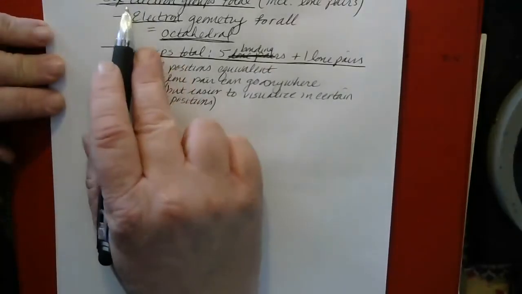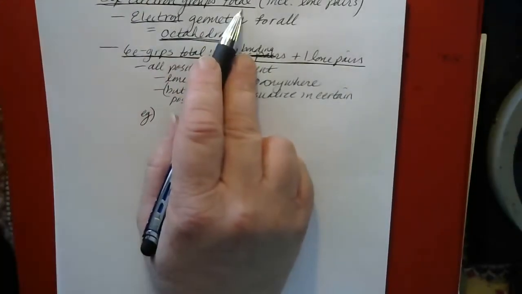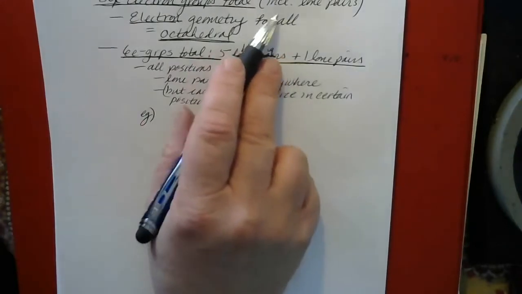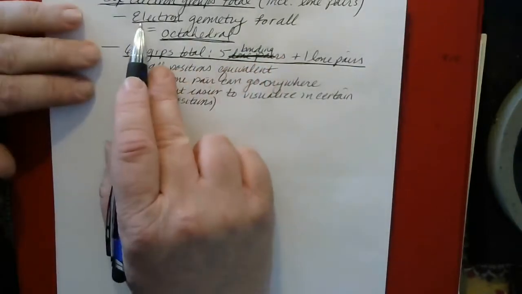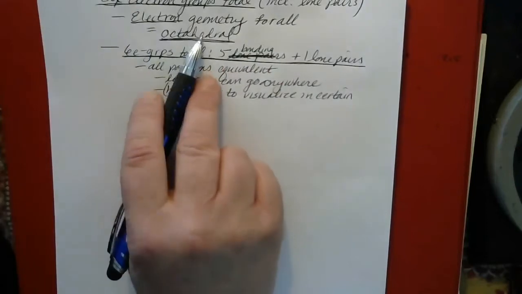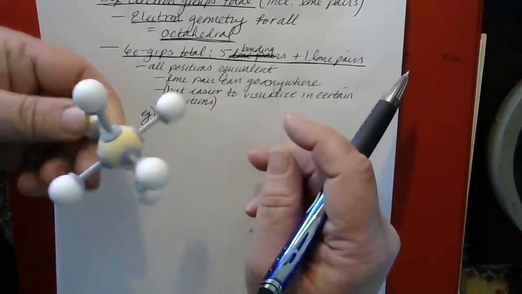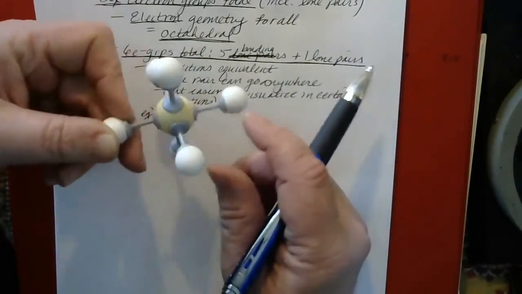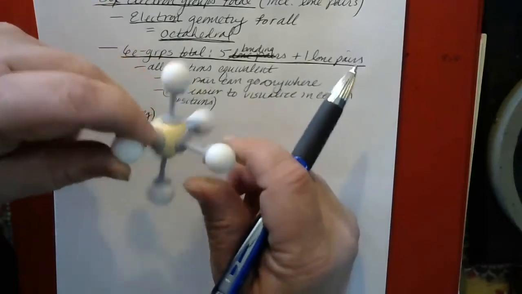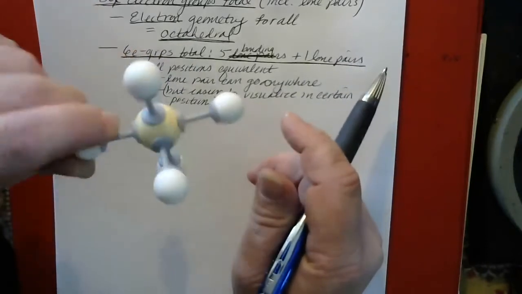All right. Well, with 6 electron groups in total, with some of them being lone pairs, first of all, the electron geometry in every case is going to be octahedral. So remember, the octahedral is like this. It's like 2 square pyramids stuck together base to base.